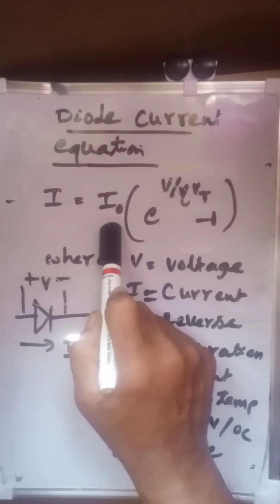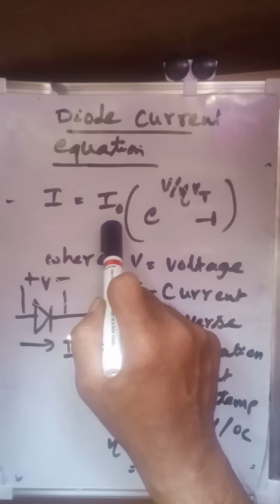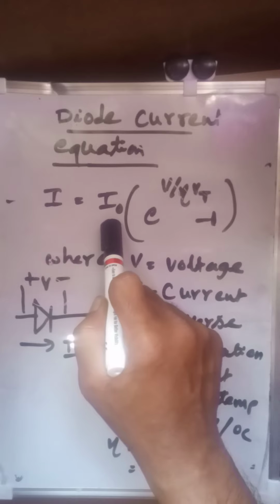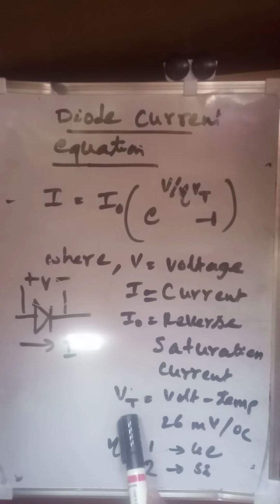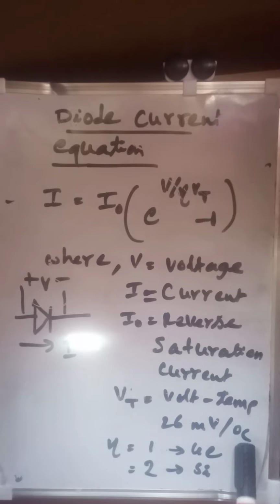The reverse saturation current depends on the minority charge carriers, so it is very small. It is of the order of microamperes in the case of germanium and nanoamperes in the case of silicon. Vt is the volt equivalent of temperature, which is 26 millivolts at room temperature, and eta is the diode constant, which is 1 for germanium and 2 for silicon.